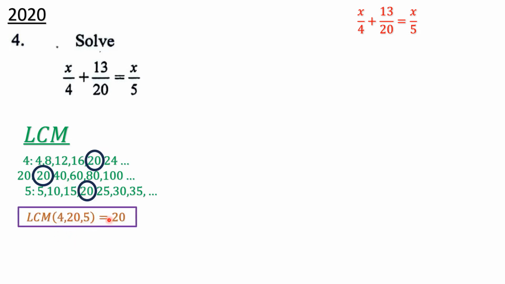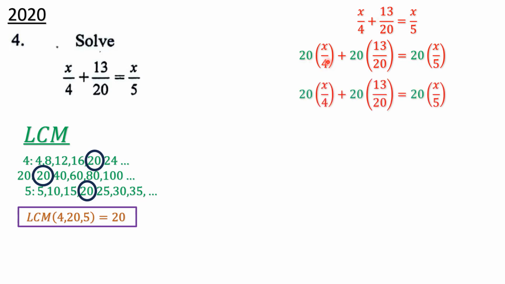and 5. So we're going to take this lowest common multiple of the denominators, which is 20, and we're going to multiply it by every term inside of this equation. So we're going to multiply 20 by x over 4. We're going to multiply 20 by 13 over 20. We're going to multiply 20 by x over 5. That's the first step, right? Multiply 20 by every term inside of the equation.